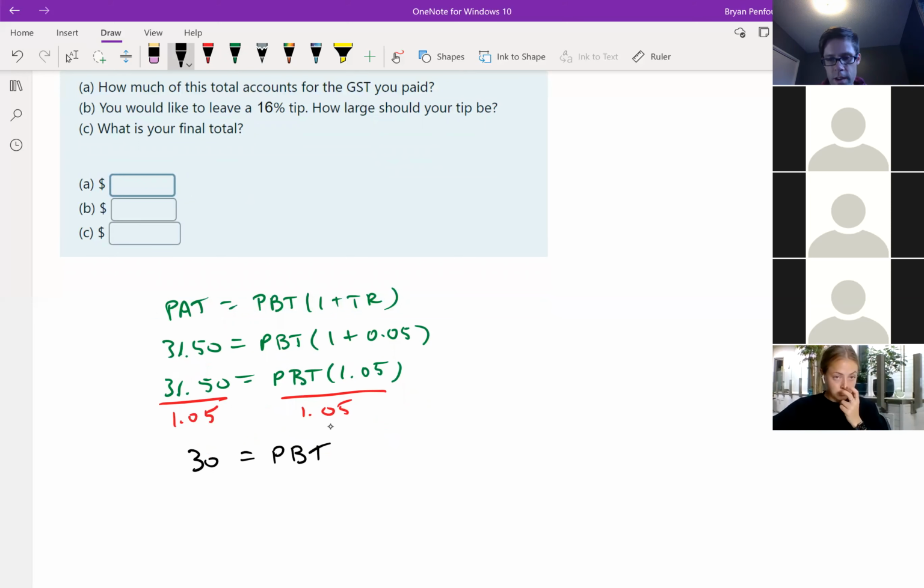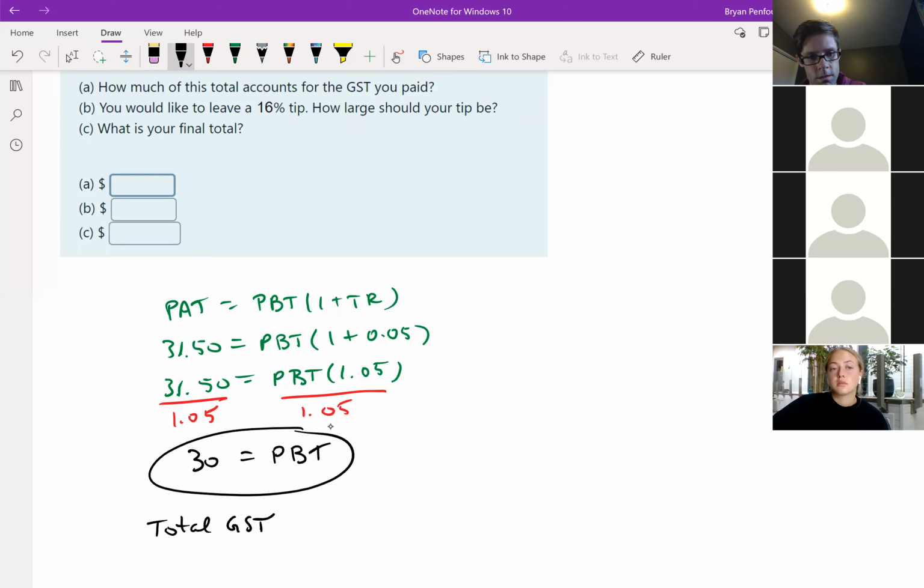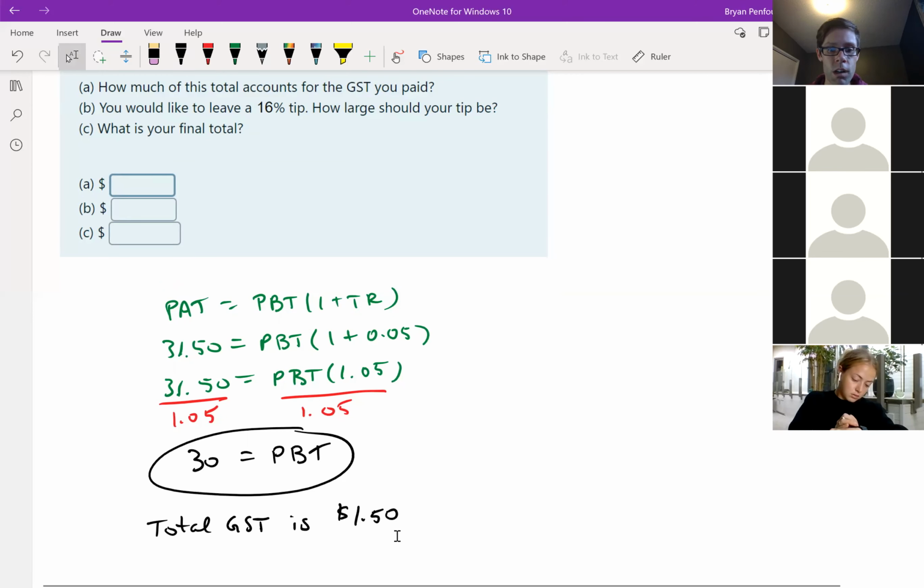Yeah, that's reasonable. So that's what I get. I get 30. So $30 is my price before I pay GST. So how much of my total is actually GST? Yeah, it's going to be $1.50. So this is my expectation for what you might write down as your rough work that you're going to submit to the Dropbox. If you write down something like this so that I can see what you're thinking, that's great. That allows me to give you partial marks in case something goes horribly wrong.